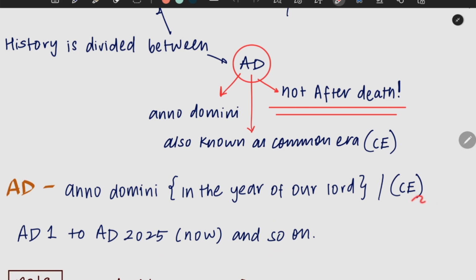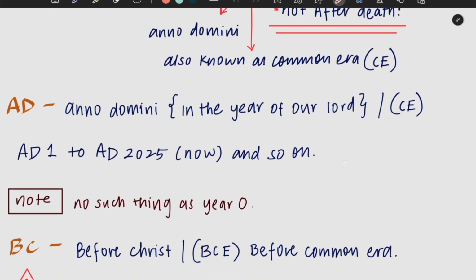It's also known as CE, that is Common Era. Right. Why? Because now this kind of timeline is used all over the world, and as all over the world there are different religions and cultures existing, not everyone follows Christianity. Hence, we got the term CE.